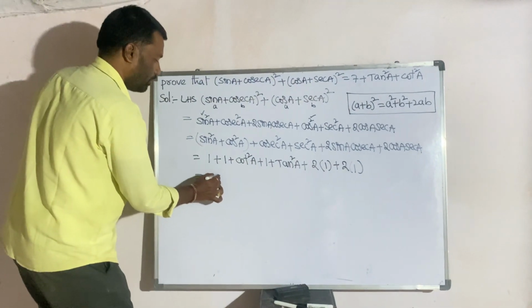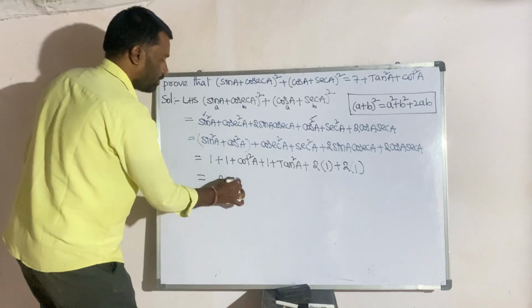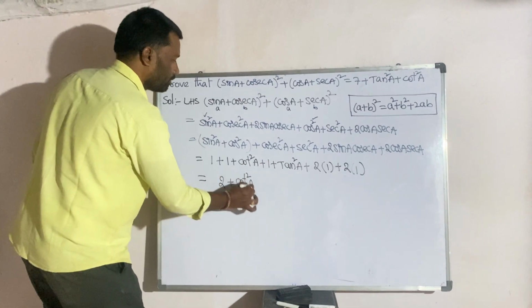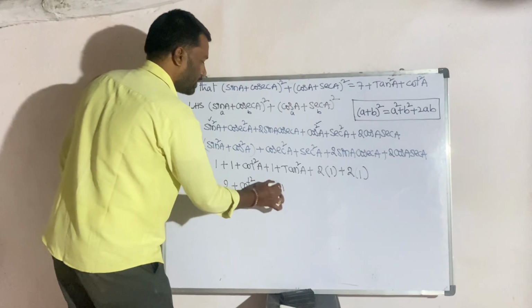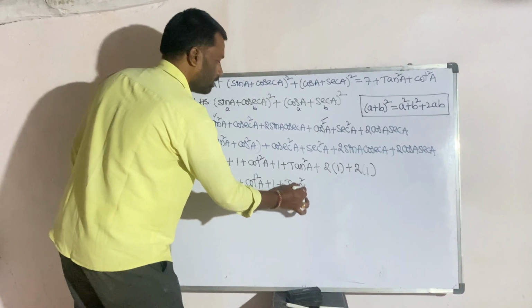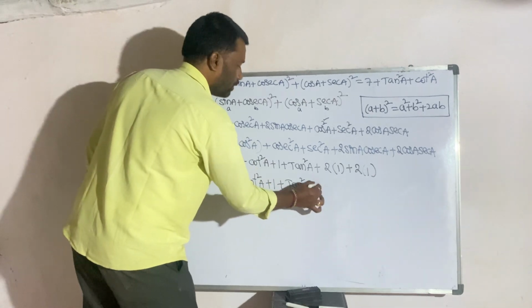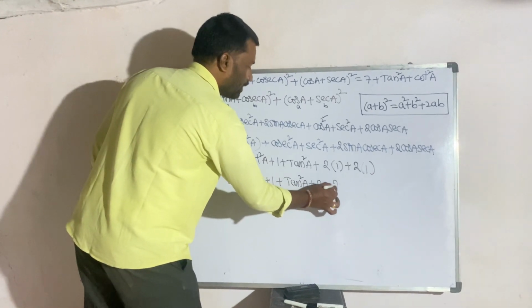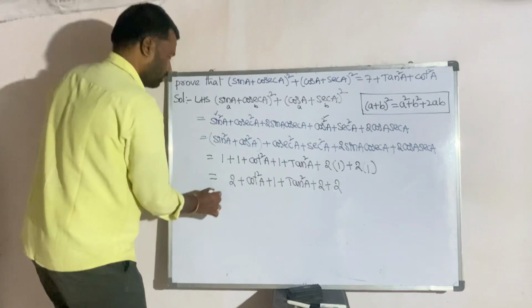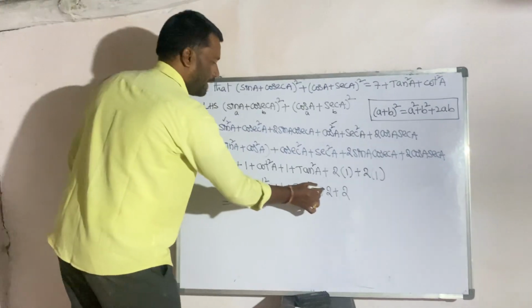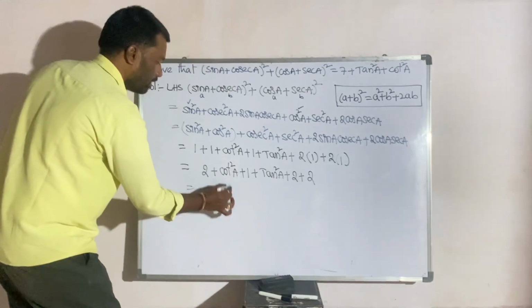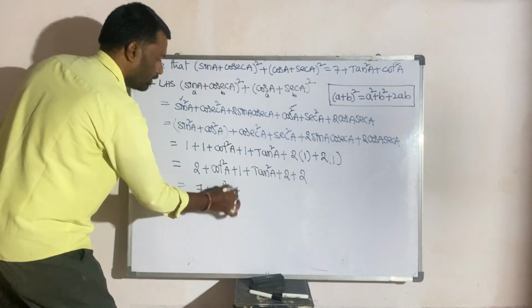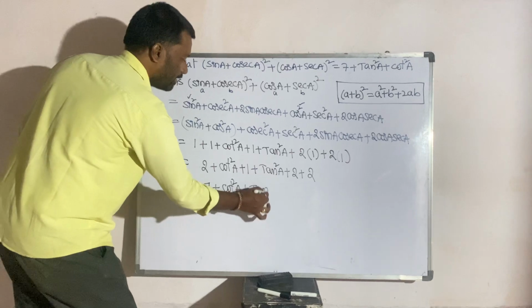1 plus 1, 2, plus cot² A, plus 1 plus tan² A, plus 2 into 1, 2, plus 2 into 1, 2. 2 plus 1, 3. 3 plus 2, 5. 5 plus 2, 7. 7 plus cot² A plus tan² A.